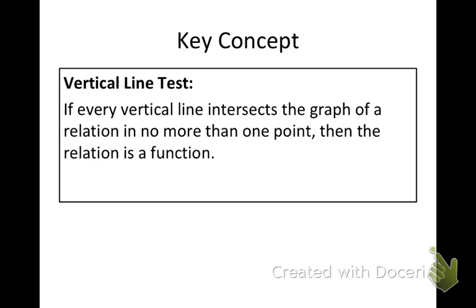So vertical line test is when if every vertical line intersects the graph of a relation in no more than one point, then the relation is a function. So we're looking to make sure it only intersects once. If you can make a vertical line that intersects more than once, then it is no longer a function. All right, so once you get that written down, we're going to practice this.